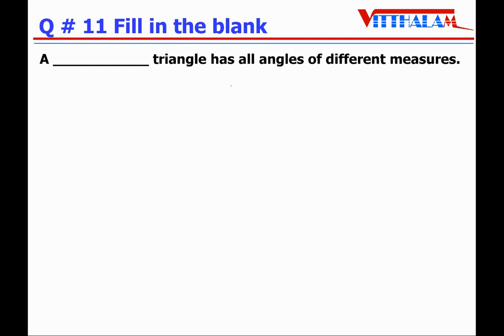A blank triangle has all angles of different measures. Different measure means if angles are different, sides are different. Therefore it is a scalene triangle. Next.